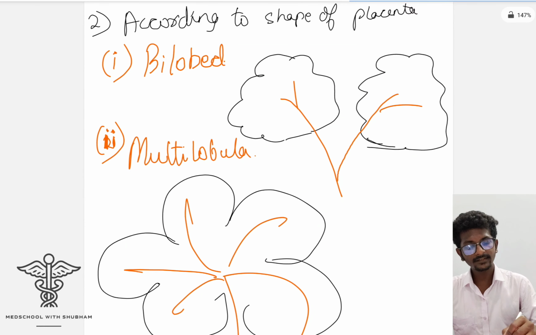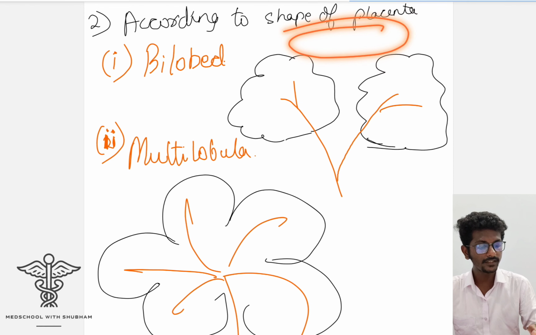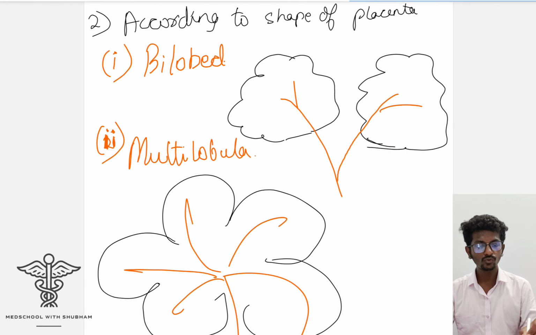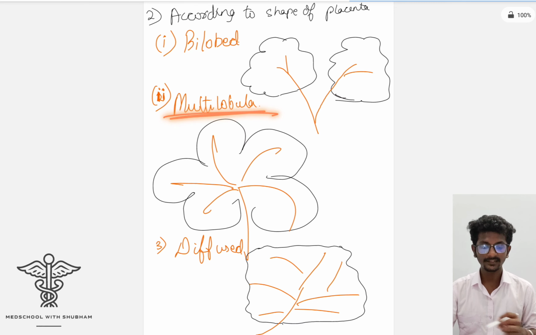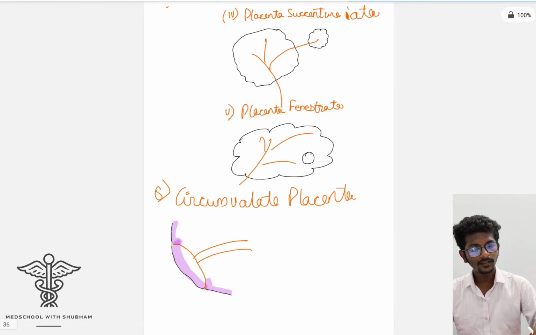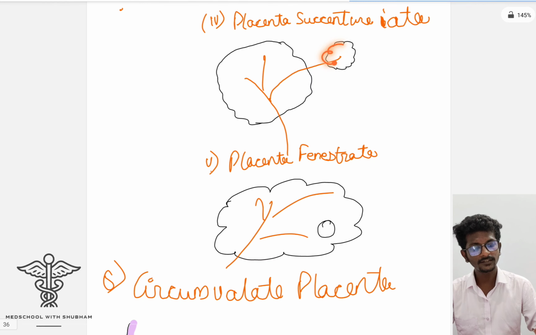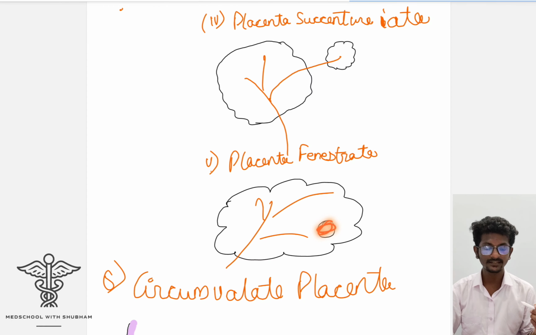So now the next criteria is according to the shape of the placenta. Normally the placenta is discoidal in shape. If there are 2 lobes, then it is bilobed placenta. If there are many lobes, then multilobed placenta. If it is diffused, then it is diffused placenta. If there is a small accessory part of the placenta, then it is placenta succenturiata. Then if there is a hole, it is placenta fenestrata.